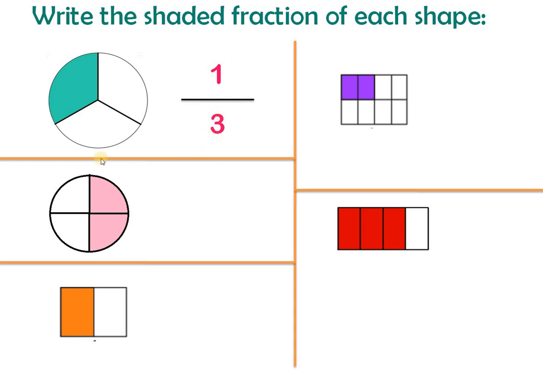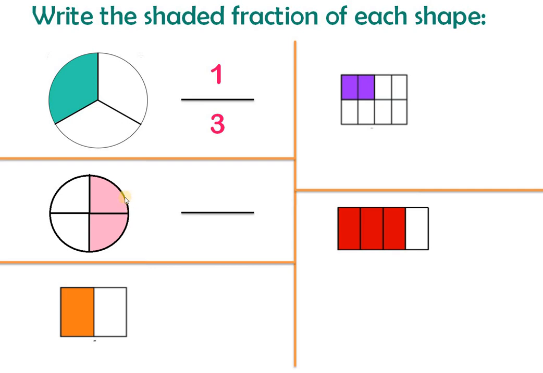Let's move on to the second one. Here we have a circle, and the circle has 4 equal parts, and we need to find out the fraction for the colored parts. First of all, when we are going to write the fraction, draw the fraction line. We have to draw the fraction line.